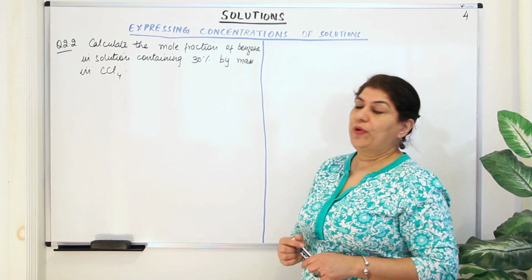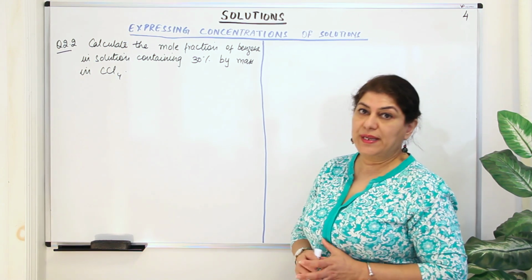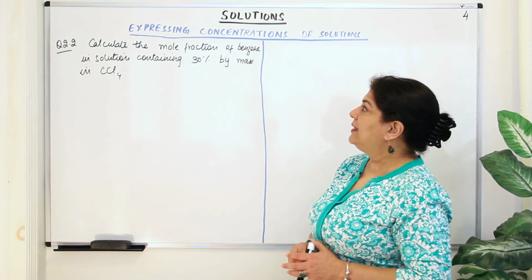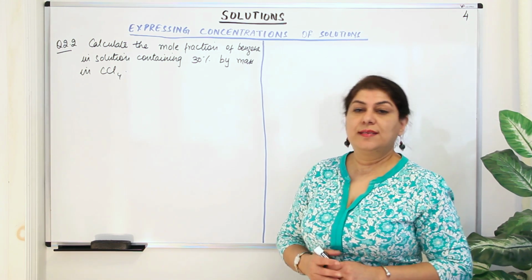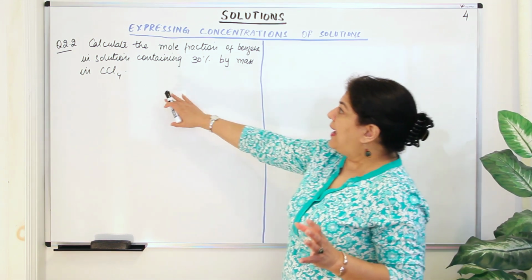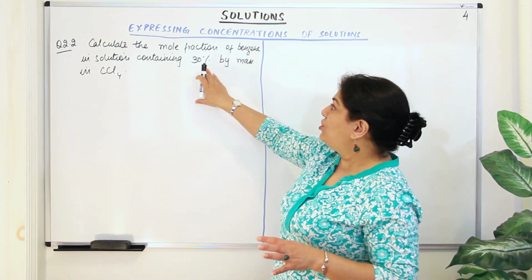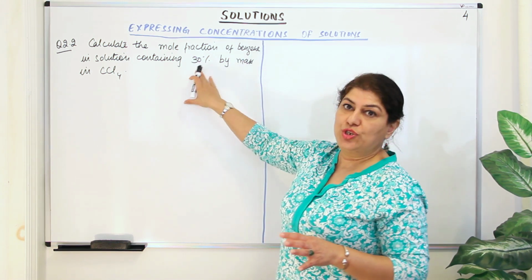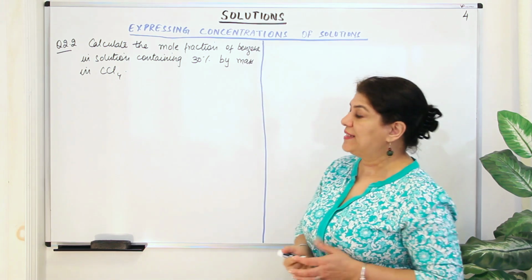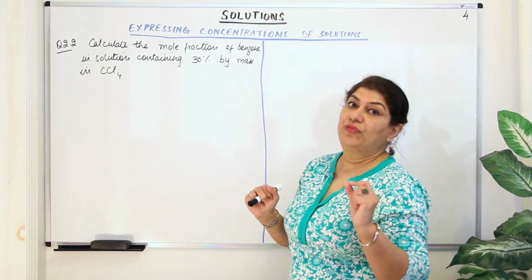This is question 2.2. The question reads, you have to calculate the mole fraction of benzene in solution containing 30% by mass in CCl4. It means you have a solution of CCl4 and benzene. So benzene and CCl4 are present and you have 30% of benzene, which means the solute is benzene and the solvent is CCl4. And what is asked is the mole fraction.